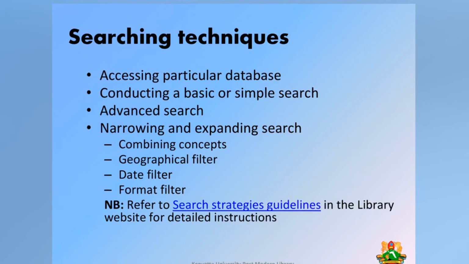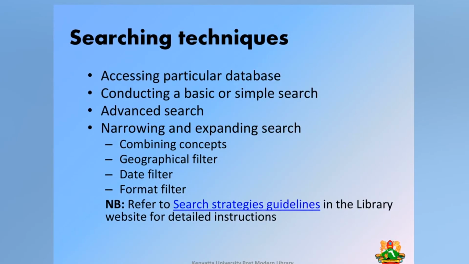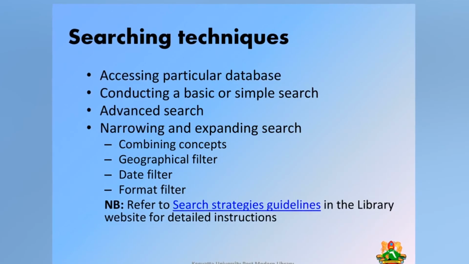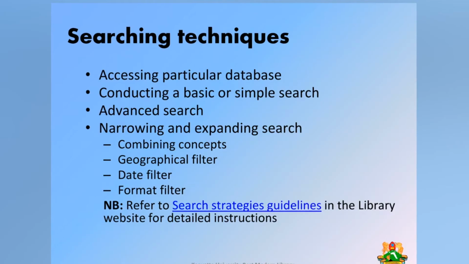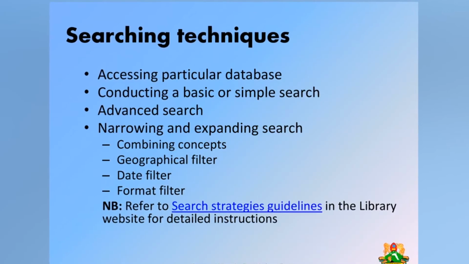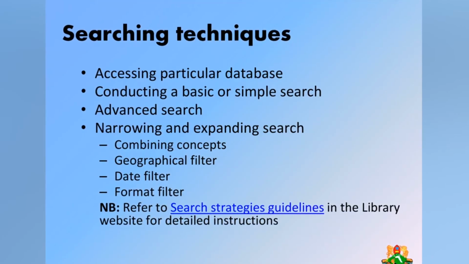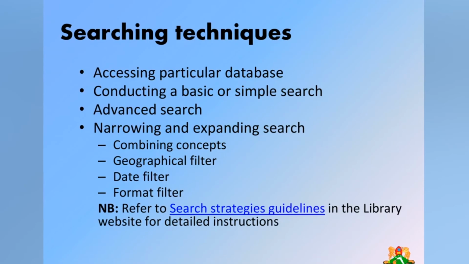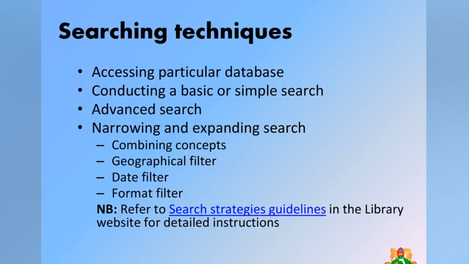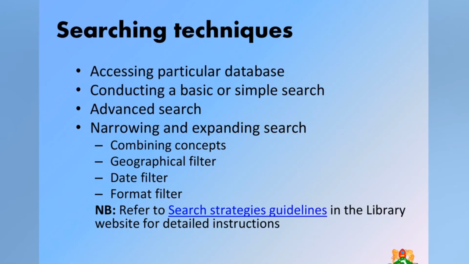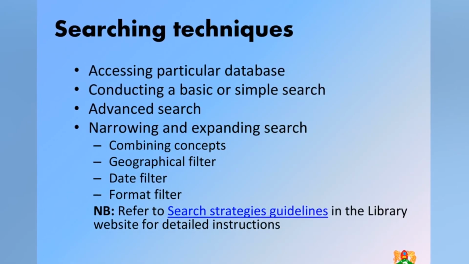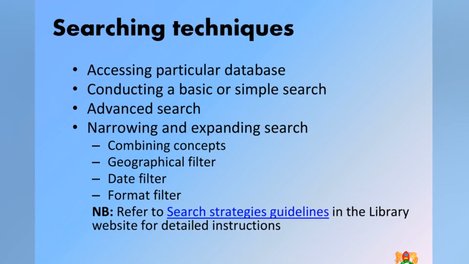To narrow and expand your search, you can either combine concepts or search phrases. You can add geographical filters, like adding Kenya, Uganda to your search phrase to narrow or to expand your search results. You can also filter your results using the date, 2015 to 2023, for example. You can also filter the format where you need only PDF and you need full text. All this will help you when you are narrowing or expanding your search.